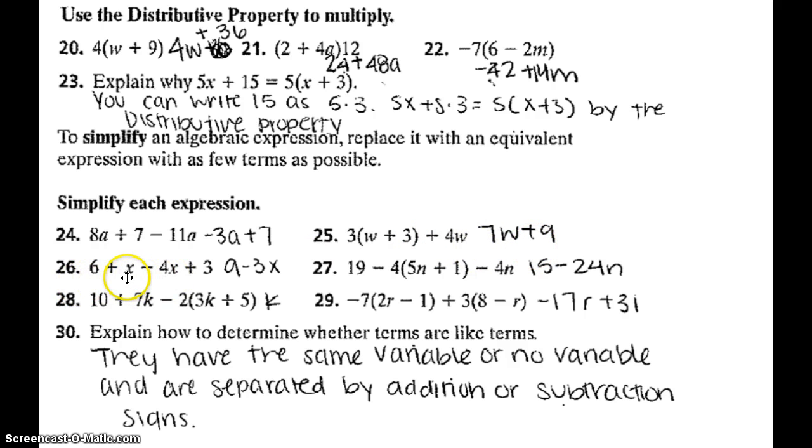26, this one, I've got an x, I take away 4 x's, that makes negative 3 x's. And then the 6 and the 3 make 9. If you wrote negative 3x plus 9, that's just as good.